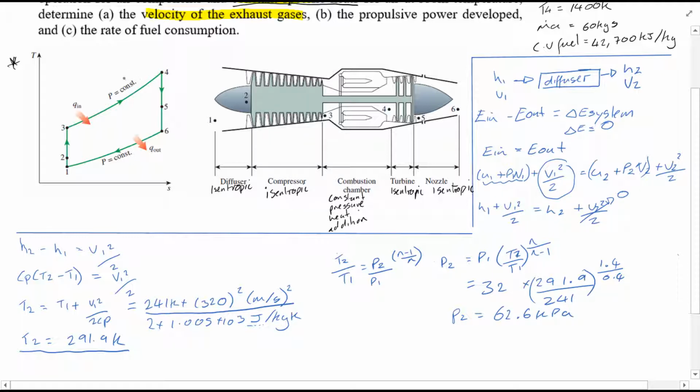Of course, we know that for process 3 to 4 the pressure is constant, so we know that P3 is equal to P4. So as you can see, we're working our way along calculating the values, and what we're ultimately looking for is the velocity at 6. This is what we're looking for, and we'll find the values along the way, and that's how we're going to calculate it.